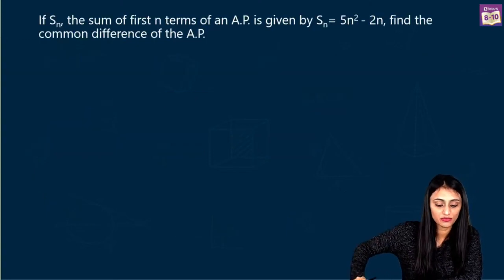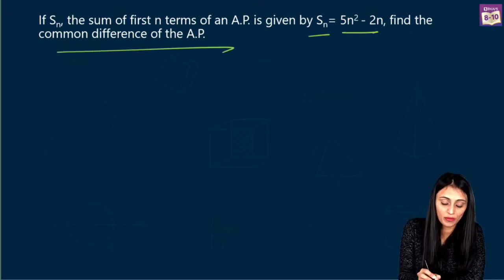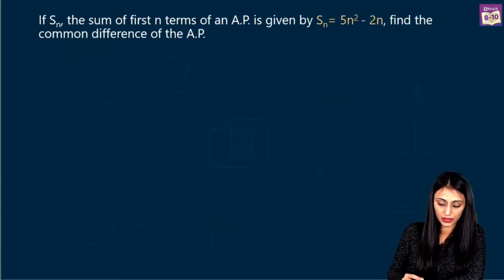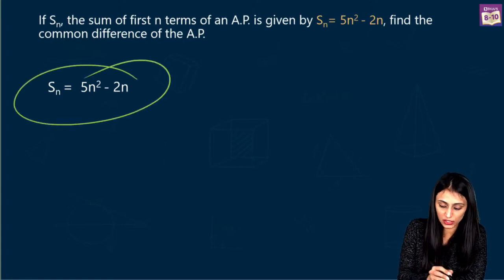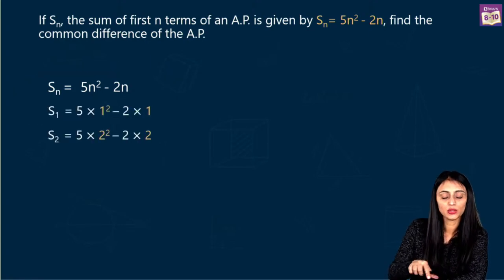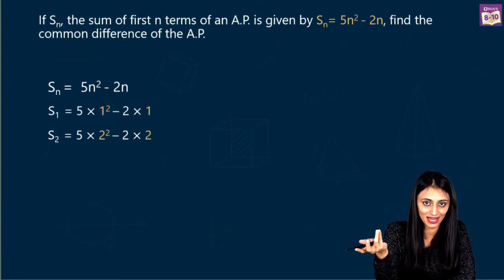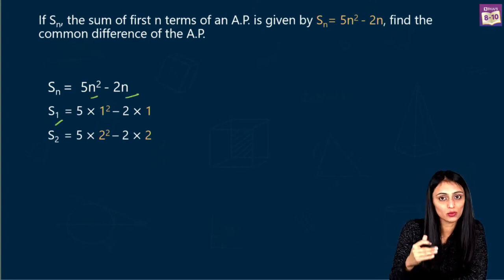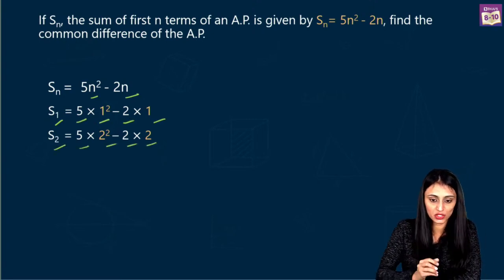If Sn, the sum of first n terms of an AP, is given by Sn equal to 5n square minus 2n, find the common difference of the AP. So here we have the sum of n terms in general form, that is 5n square minus 2n. From here you can find out the sum of first term. Well, there is no sum of first term, it would be the first term only. I'll simply put 1 over here. So wherever we have n, we will replace it with 1. We have 5 times 1 square minus 2 times 1. Similarly, S2 we'll find out: 5 times 2 square minus 2 times 2.